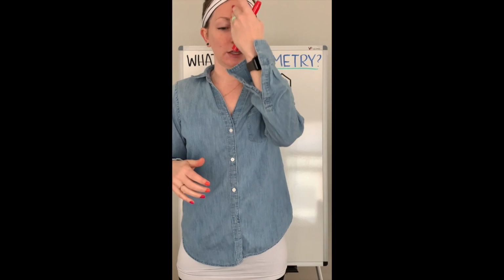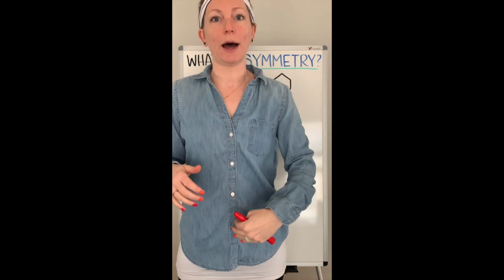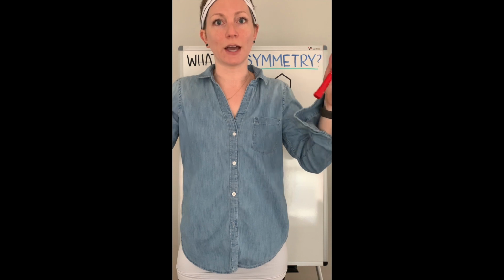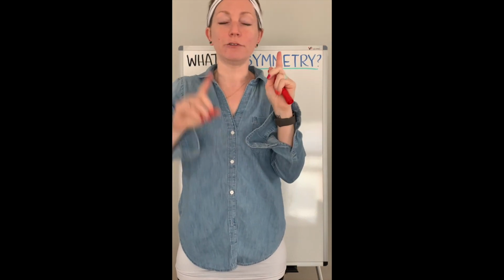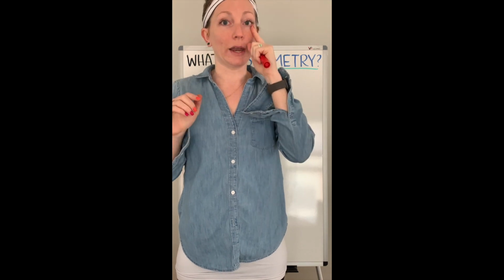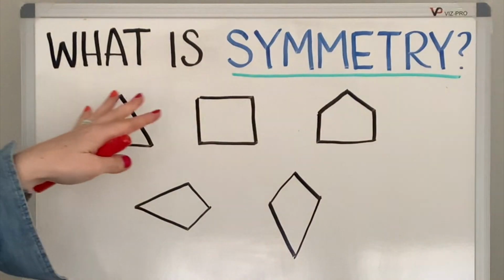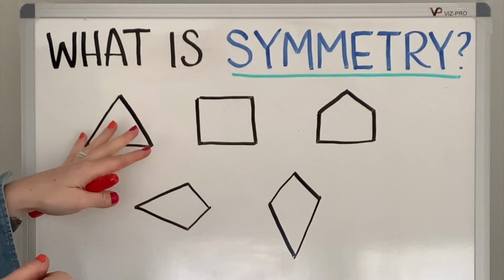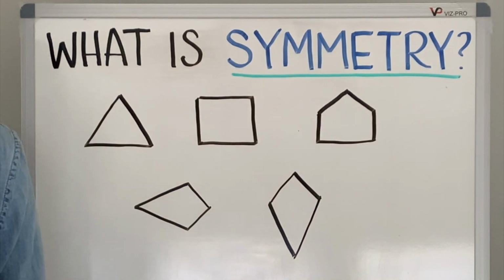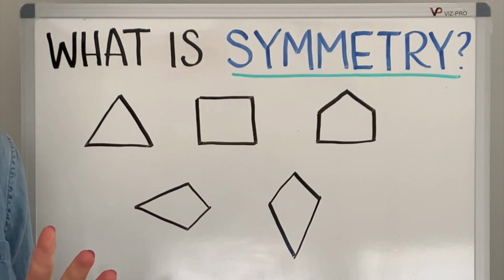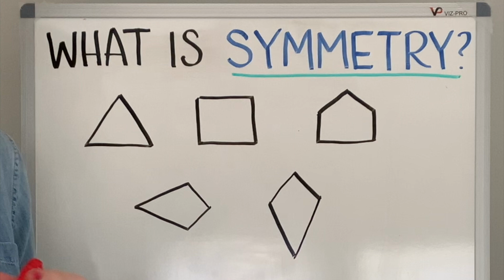So if I stand here in front of you and I put a line down the center of my body, I have the same exact features on both sides. And when folded together, I would be the same on the left and the same on the right. One eye here, one eye here, one ear, and so on. So let's take a look at that in these shapes right here, and we're going to see which way we need to fold them to create symmetry.